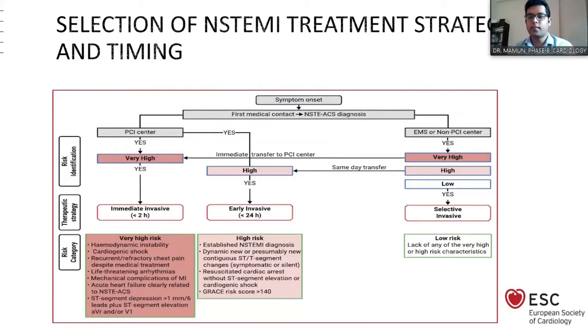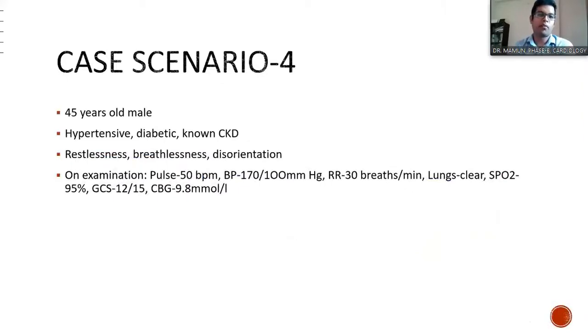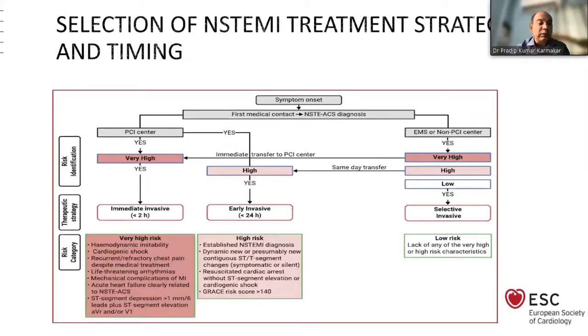This is the ESC 2020 guideline in case of non-STEMI. Following the very high risk criteria, such as hemodynamic instability, cardiogenic shock, recurrent chest pain, life-threatening arrhythmia, mechanical complication, or ST depression or left main disease, we can perform an immediate invasive strategy in this very high risk group. My case scenario number 4, 45 years. Can I stop here? Because we have to discuss the previous 2 slides.